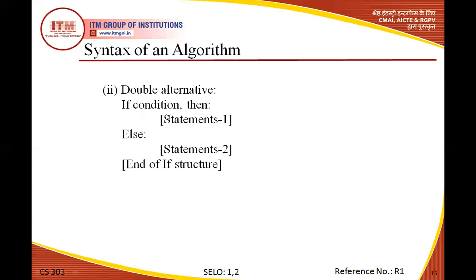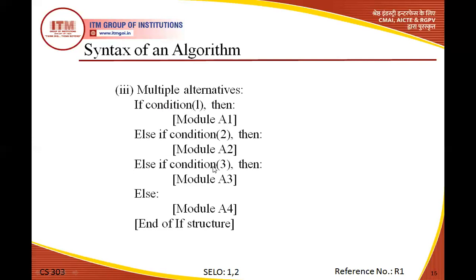This is a rough language, that's okay, but you have to write all the syntax in a proper manner so that anyone can understand your algorithm. So: if condition, comma, then and a colon sign; if the condition is true, these statements will be executed. Otherwise, else then a colon sign, and these statements will be executed. After that, whenever your if statement ends, you should include that end of if structure comment line for each and every if statement.